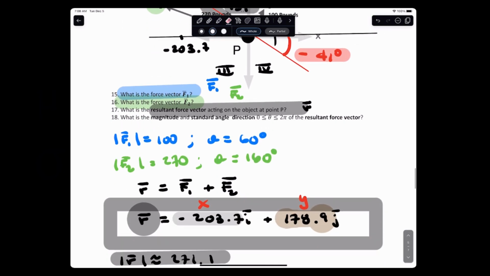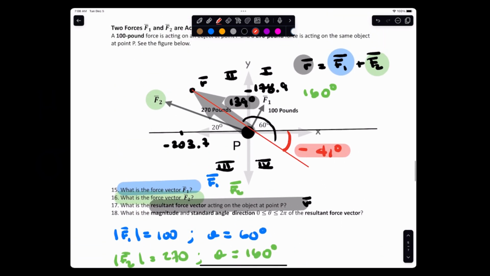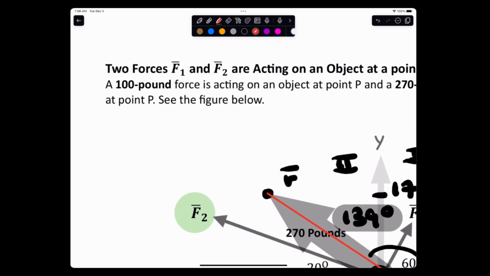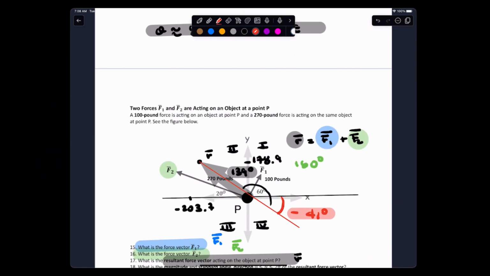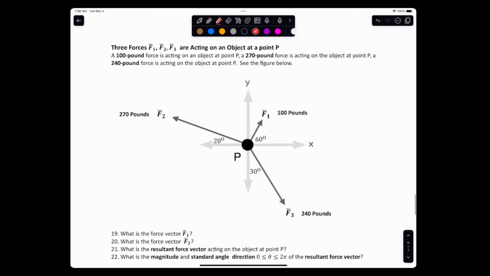So you get the magnitude of that vector. You're going to use this angle here, 139 degrees. It's a quadrant 2 angle. And the magnitude is 271.1. I guess this is in pounds, right? Do they give you the units? Yeah, pounds. Now, this is what happens when you have how many forces acting on an object? You have 2 forces. Now, I want to say something to you guys. The next example is having what? 3 forces.